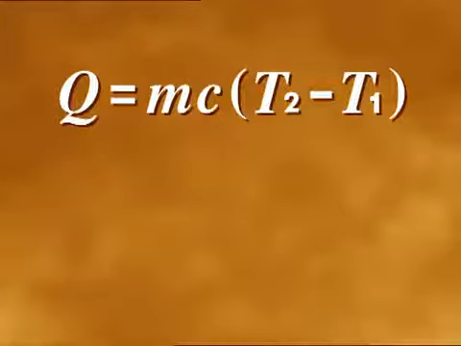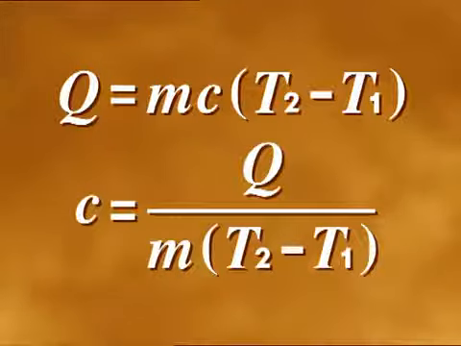The specific heat capacity of a substance is given by the heat equation. Q is heat energy added to the substance. m is the mass of the substance, c its specific heat capacity, T1 the initial temperature, T2 the final temperature, so T2 minus T1 is the change in temperature. Rearrange this equation to make c the subject.